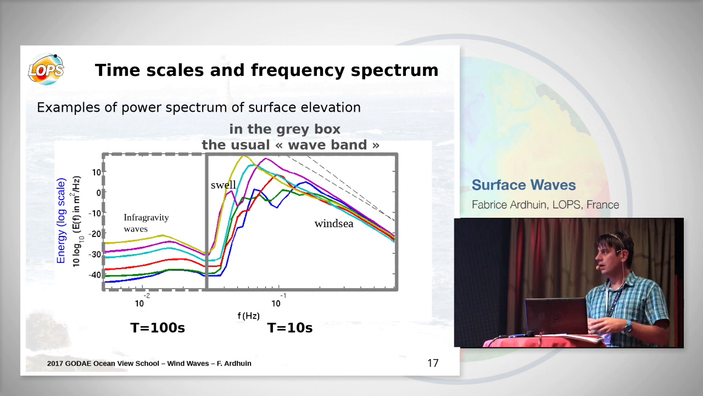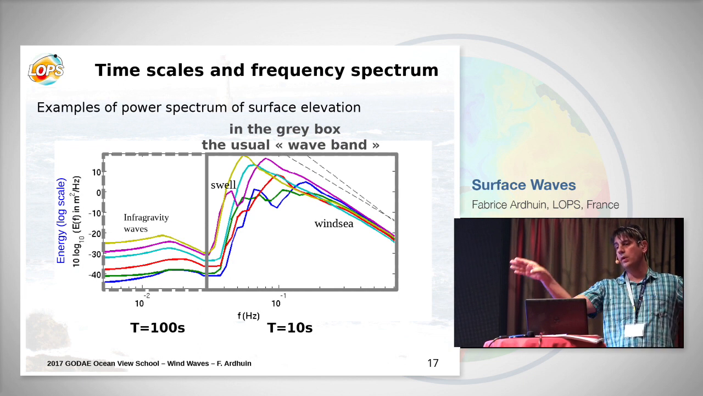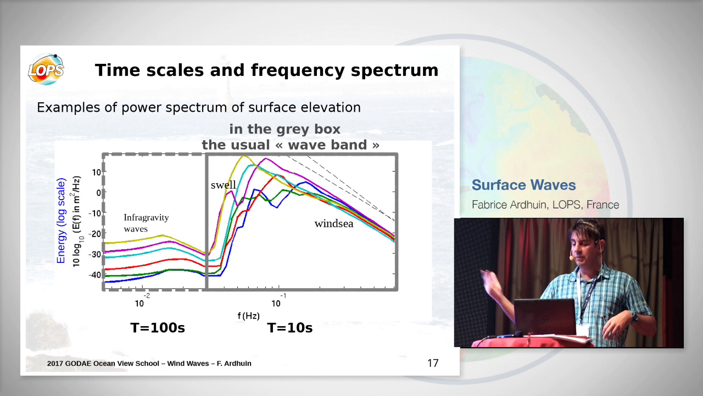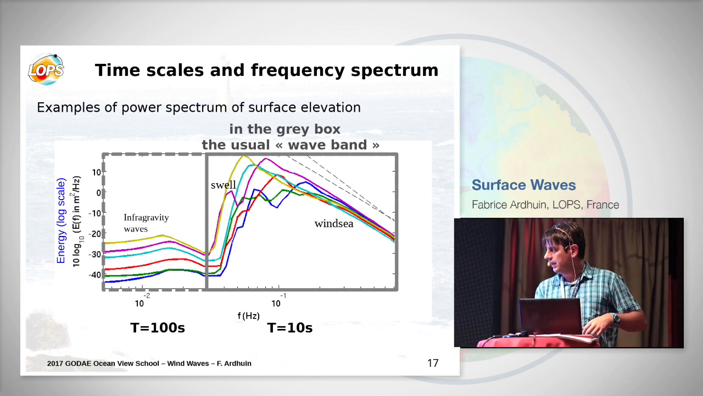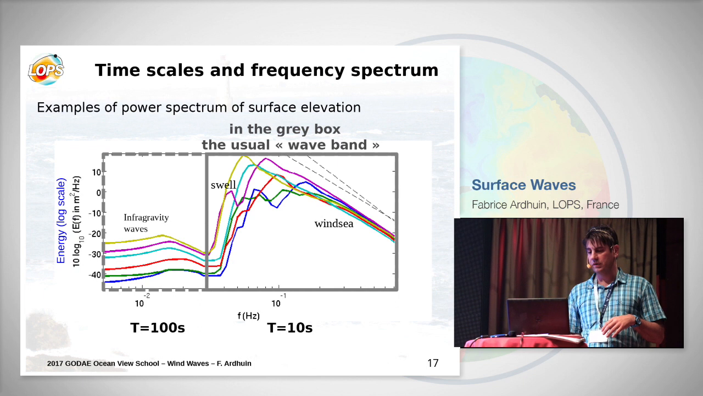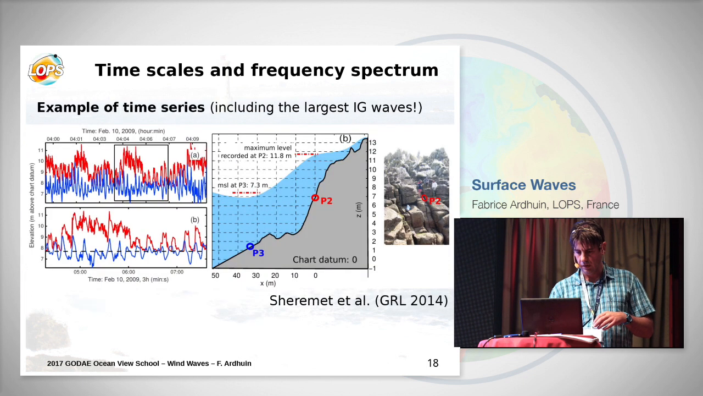So imagine you have a big storm somewhere which is making some wind sea, and this wind sea is radiating away from the storm, becoming swell, and then you record it as swell at that location. And then at these longer periods you see the infragravity wave band with much lower energy and more or less always the same shape. And for scale, here's a 100-second period, and here it's 10 seconds.